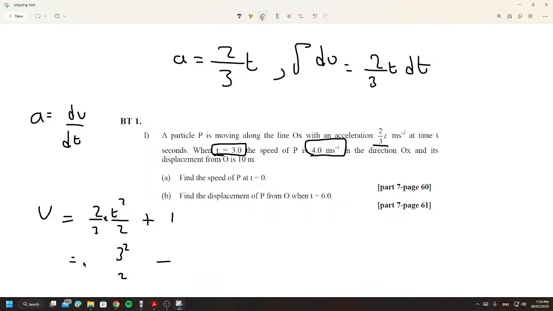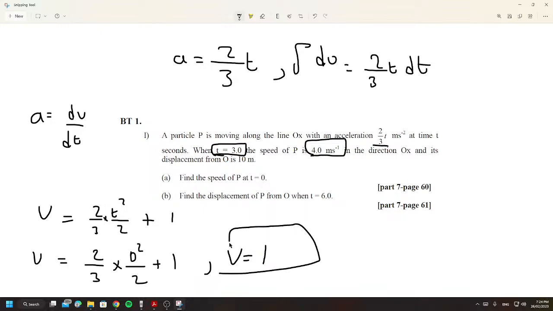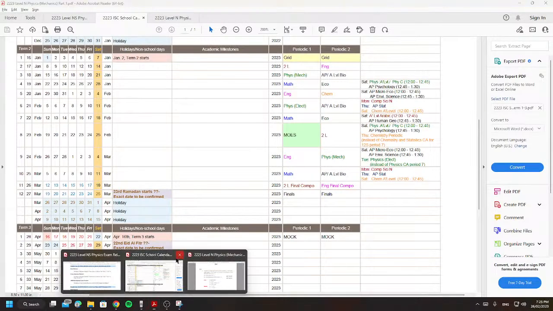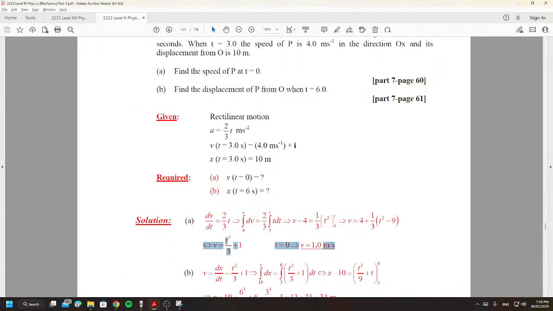And now we're going to find v when t is equal to 0. Here they told us t is equal to 0, so v is equal to 2 over 3 times 0 squared over 2 plus 1. Simplify all this and you're going to get v is equal to 1. 0 squared is 0, 0 over 2 is 0, 0 times 2 over 3 is 0, 0 plus 1 is 1. So v is equal to 1. If we look in the course sheet, they solved it in a different method, but this method is better. And yeah, v is equal to 1.